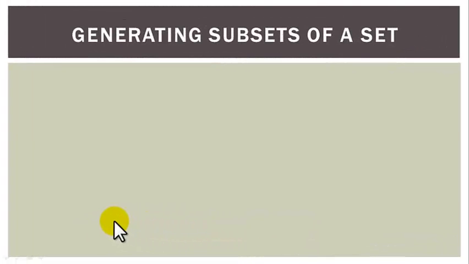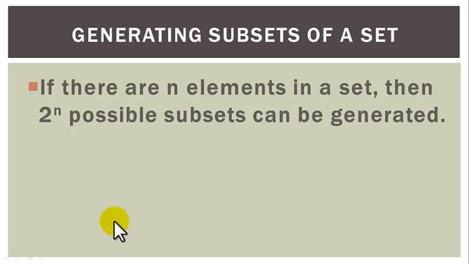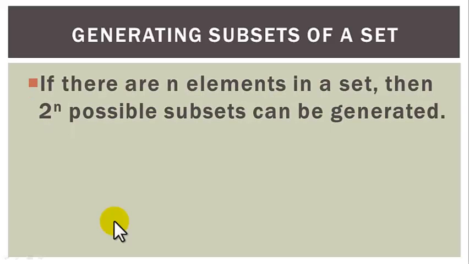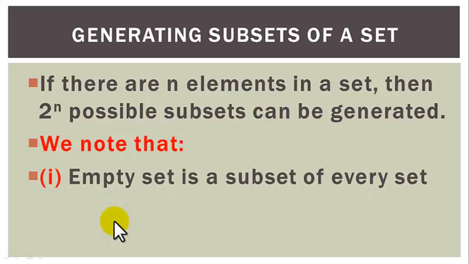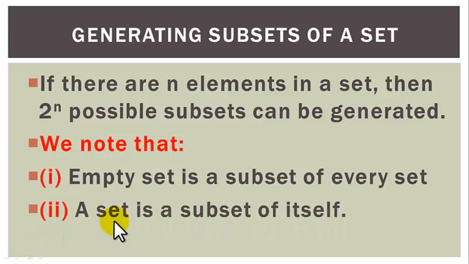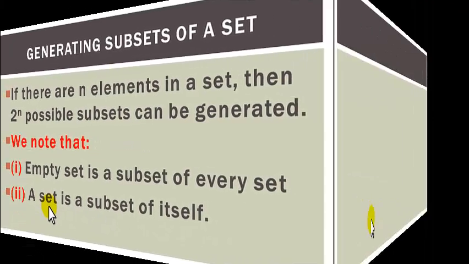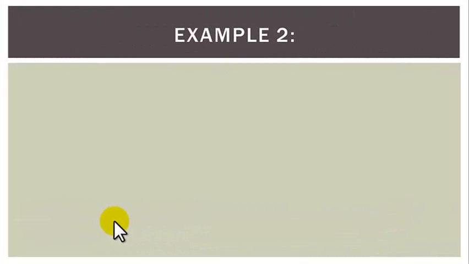Generating subset of a set. If there are n elements in a set, then we can generate altogether 2 to the power n subset of that set. We note that 1, empty set is a subset of every set, and 2, a set is a subset of itself. Example 2.